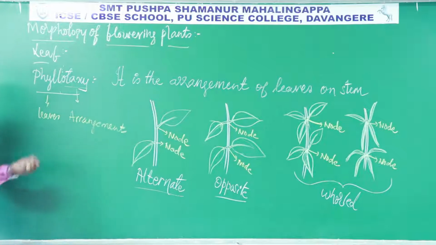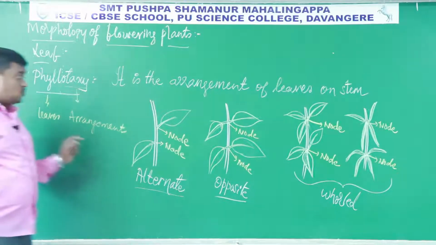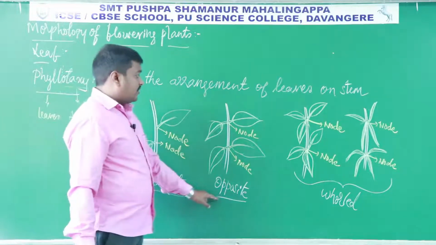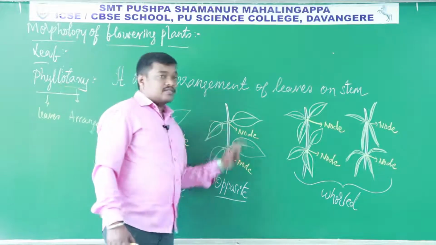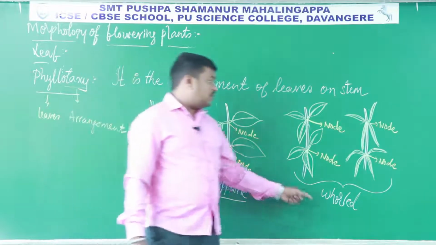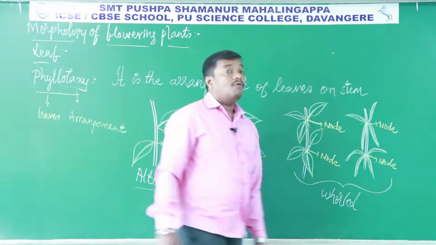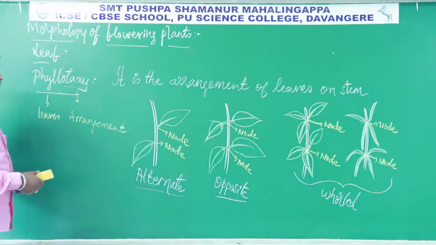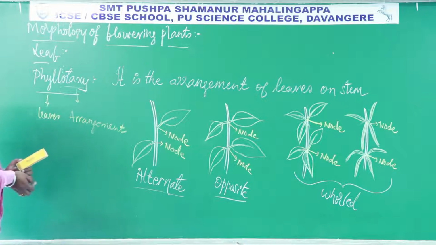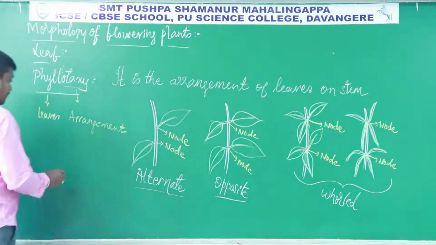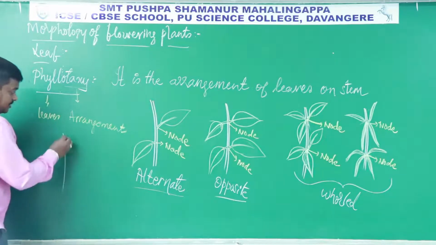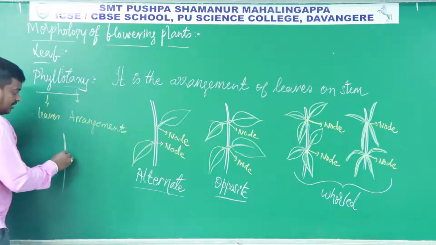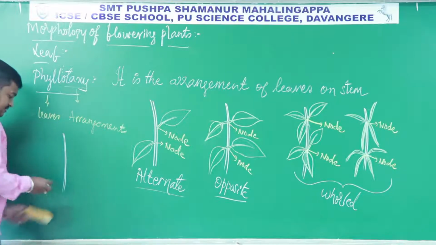In alternate phyllotaxy each node produces only one leaf. In opposite phyllotaxy each node produces two leaves. In whorled phyllotaxy each node produces more than two leaves. So these are the types of phyllotaxy, and you should not get confused with the compound leaves. In the case of pinnately compound leaves, the thing is different.